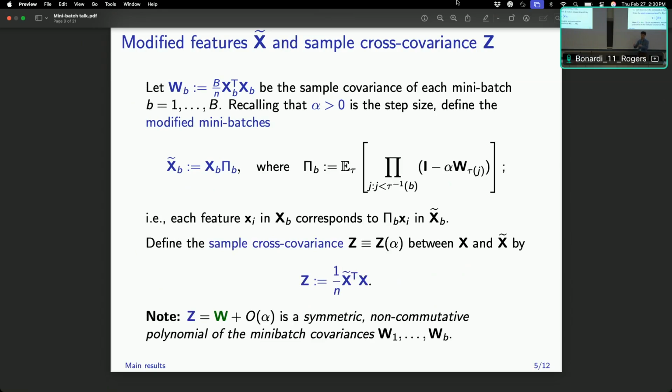It's defined the same way as the sample covariance before, which is just X transpose X, but here we replace one of the X's with a tilde. One key observation is that if you expand out the definition, up to first order in the step size, it'll be equal to W, the sample covariance I was talking about, which is quite interesting. It's symmetric, which is not apparent from the definition, but because the symmetric group is involved, we're taking the expectation over that. And it's a non-commutative polynomial of the mini batch covariance matrices, so that's a non-trivial thing to look at.